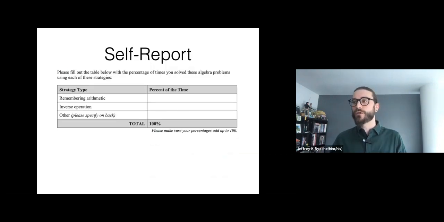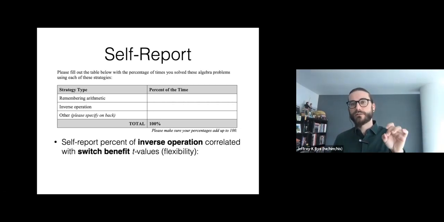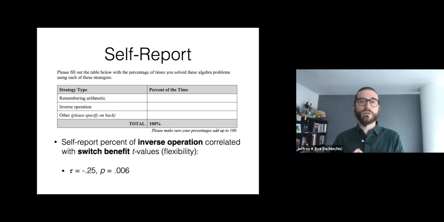Finally, at the end of the experiment, we explained to participants what these two types of strategies are, and we asked them to estimate how often they use the direct and inverse operation routes. And what we found is that if we take a look at the percent of self-report of using the inverse operation and compare that to the t-value for the switch benefit, which again measures that sensitivity to the difference in problem sizes, we see an overall significant correlation here. The more negative that switch benefit t-value, in other words, the more you save time by switching, the more likely you are to self-report that you're using the inverse operation. So this kind of validates the decoding with the response time approach.